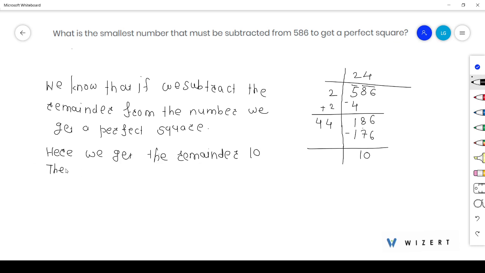Therefore, 10 must be subtracted from 586 to get a perfect square.